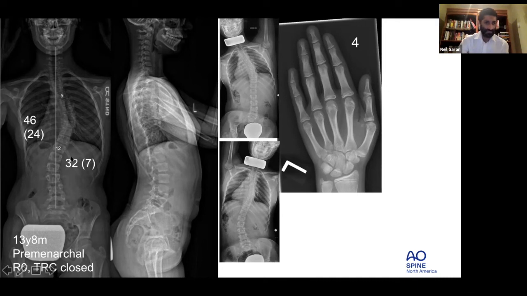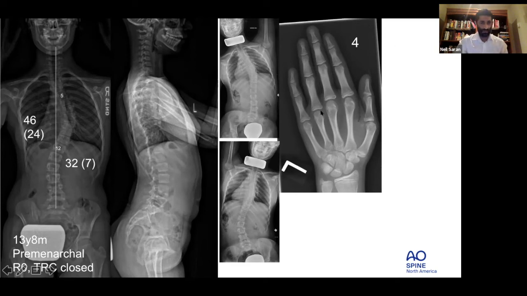So this is a 13-and-a-half-year-old premenarchal female. Wrists are 0, triradiate's closed. She's got a 46-degree curve that bends out pretty nicely down to 24 degrees. Her lumbar curve is very flexible, almost flattens out. And so her Sanders score, here it is, it's a 4. So the base of the thumb is starting to close, and she's got a bit of fusion on the distal phalanx.